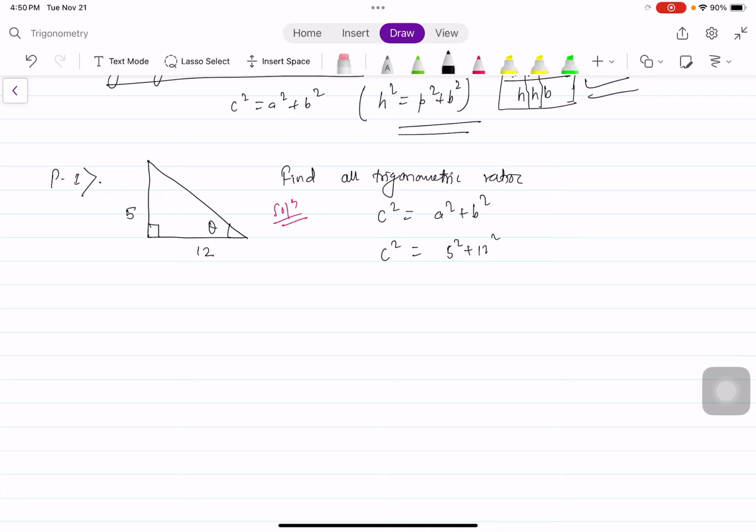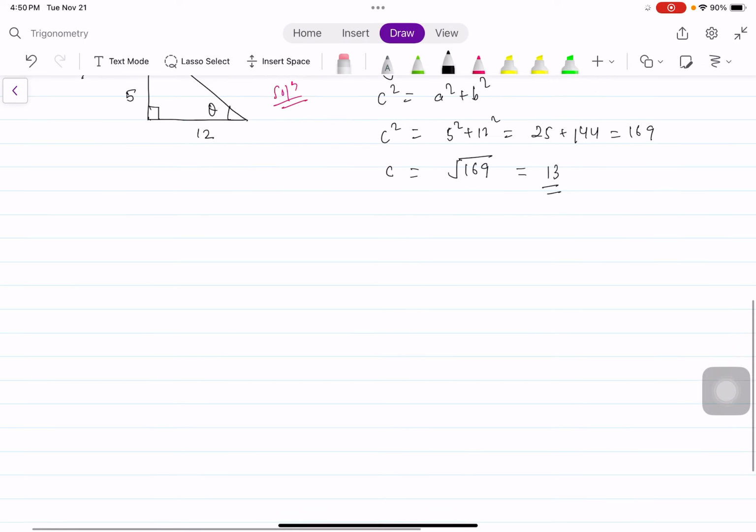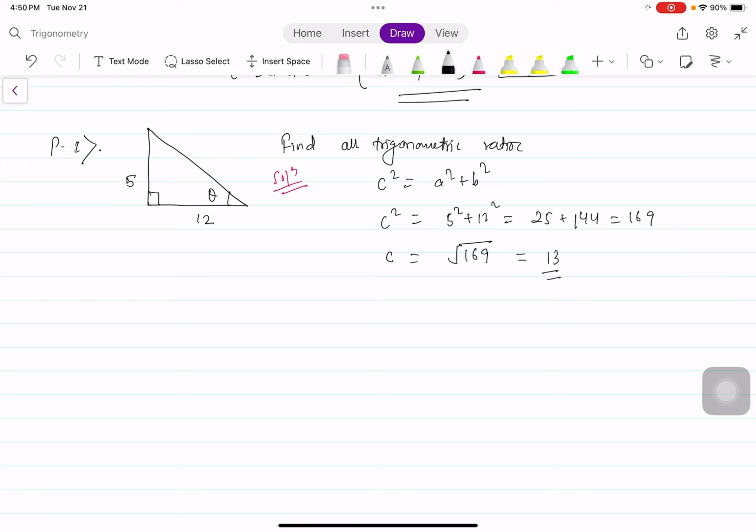5 square plus 12 square equals 25 plus 144, which is 169. And by finding the square root, since this is a side of a triangle which cannot be negative, we do not choose the negative sign, hence 13. Now we have all the sides. So what are the sides? We have opposite equals 5, adjacent equals 12, and hypotenuse equals 13.